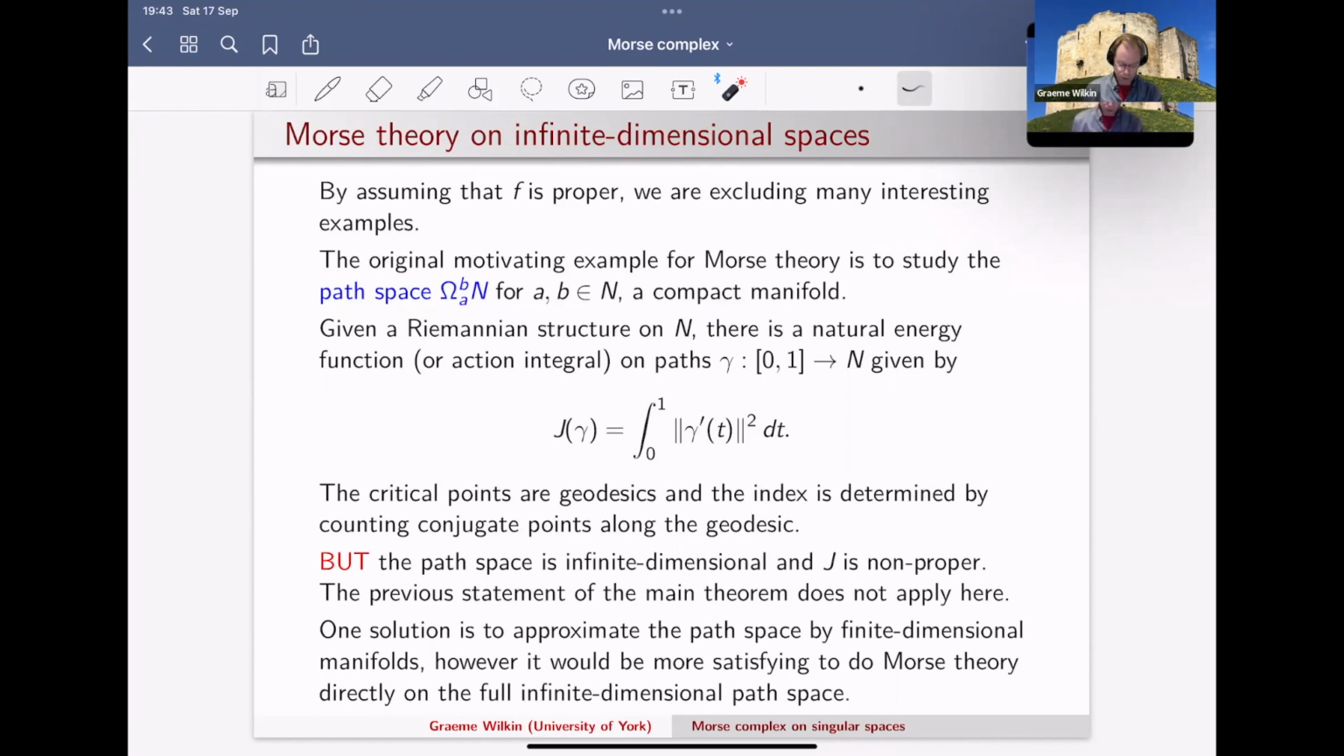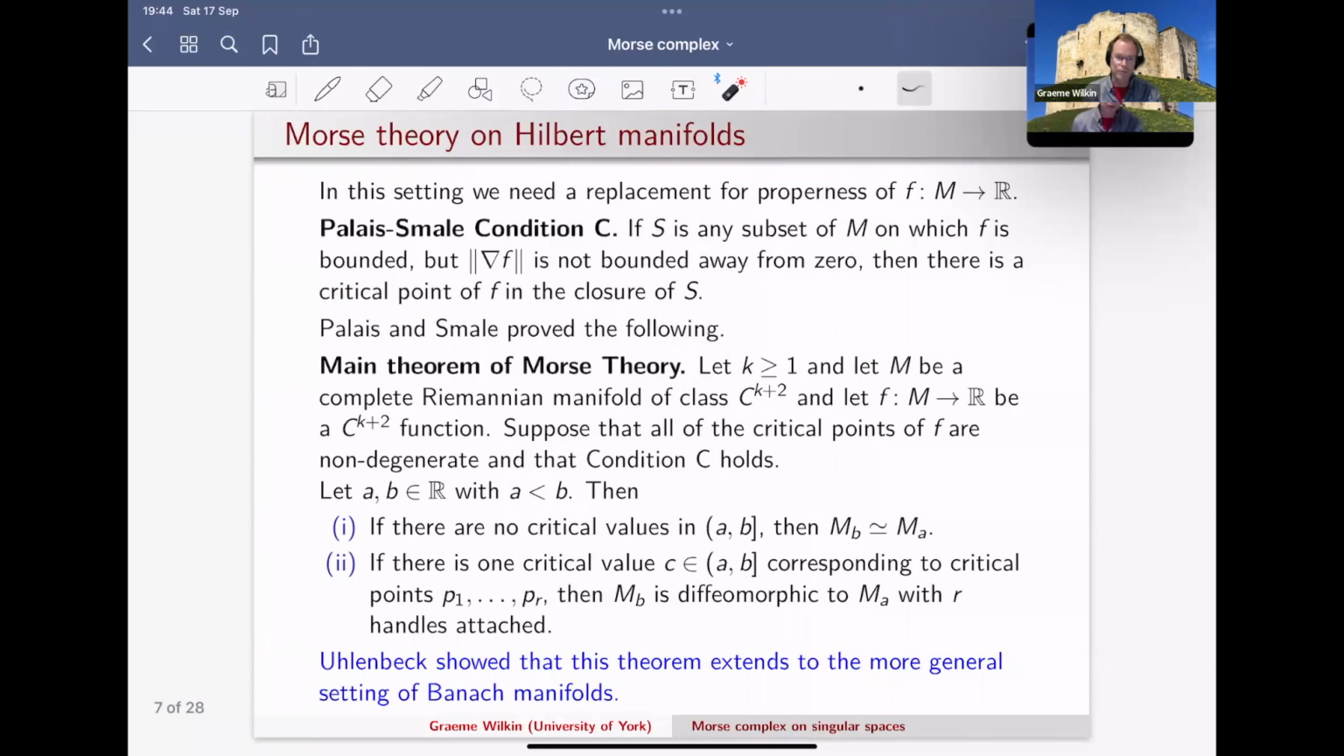Okay, so we can compute the index by counting conjugate points along the geodesics, but the issue is that the path space is infinite dimensional and the function's not proper. So the previous statement of the main theorem doesn't apply directly, but we'd like to apply something like that. One solution, if you read Milnor's book, is to approximate the path space by finite dimensional manifolds, in which the main theorem does work. It'd be more satisfying to do Morse theory on the infinite dimensional path space directly.